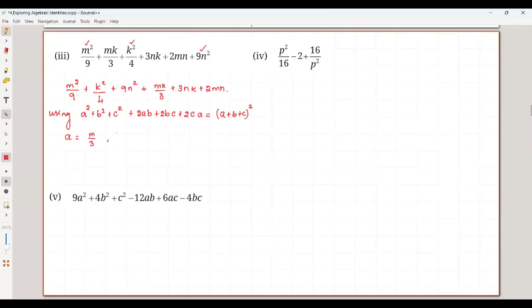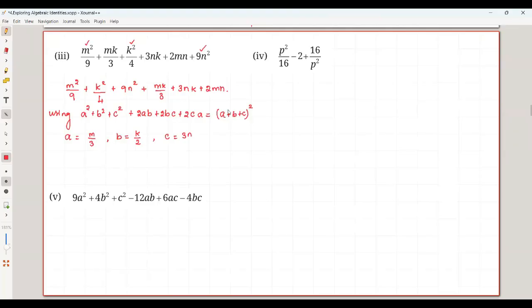Correct. Now b value. So b value is k by 2. Right, so b square is k square by 4. b value will be k by 2. If you take the square, we'll be getting this. Now c value: c square is 9n square. c value will be 3n. So 3n the whole square will give 9n square. So we got what is a, b, c.